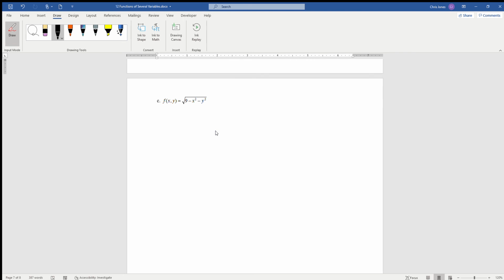One last example. F of x, y equals 9 minus x squared minus y squared. So let's just say k equals 9 minus x squared minus y squared. This one's a little bit trickier to see what the level curves are. So what we're going to do is isolate x and y to one side and the constants to the other. So x squared plus y squared is going to be equal to 9 minus k. Right? And remember, this is just a constant.